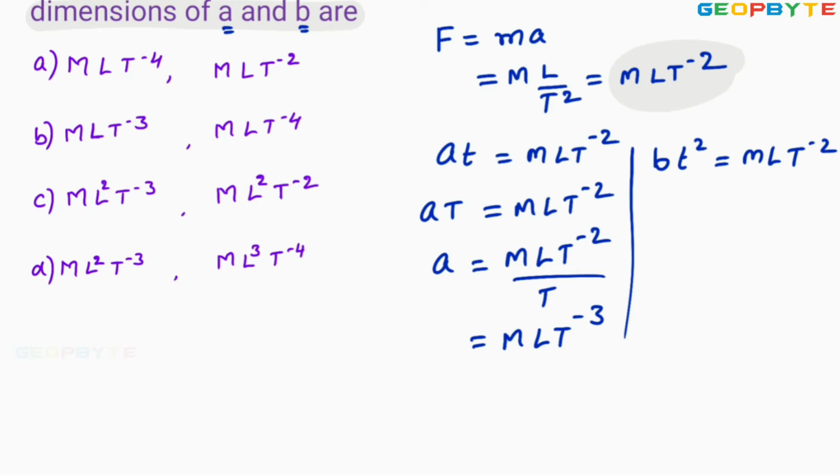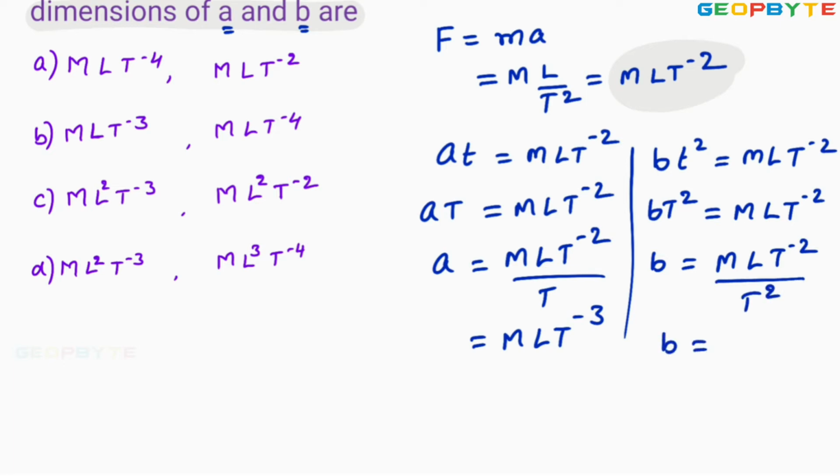Come to the B. B into T square is equal to M L T power minus 2. Therefore, B dimensional formula is M L T power minus 2 divided by T power 2. The B dimensional formula is M L T power minus 4. So, A dimensional formula M L T power minus 3, B dimensional formula M L T power minus 4.